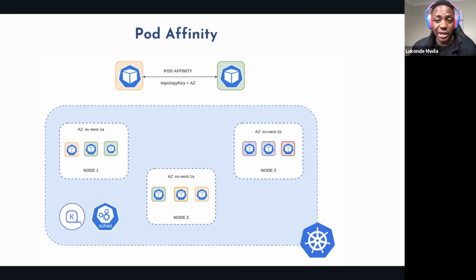They might be placed on the same node. That's not the constraint in this case. The constraint is that they have to be in the same availability zone. So whether they end up on the same node or not is not so much of a biggie. It's more about the availability zone.